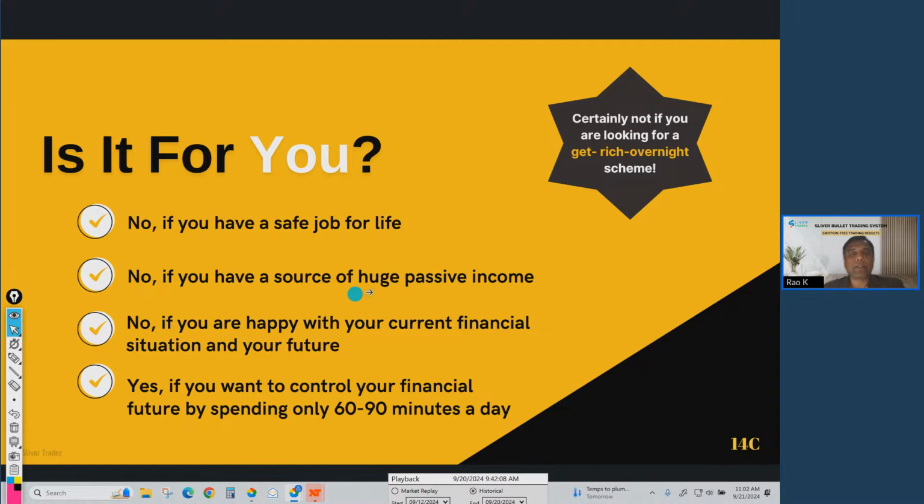In that case, if you have a huge passive income, you don't need this. Or if you are happy with your current financial situation and your future, because happiness is a state of mind. Money can help, but it's not everything. Money cannot buy happiness. So it's a state of mind.